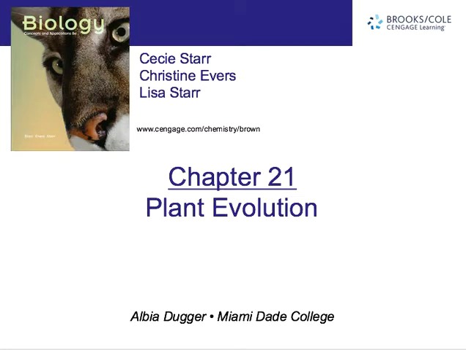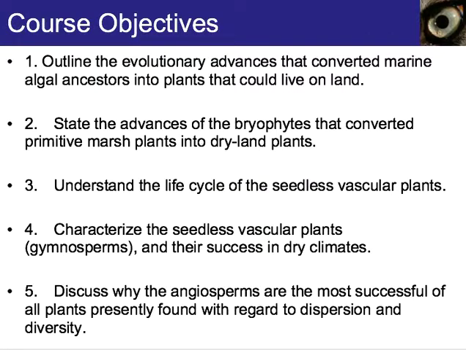This is chapter 21, Plant Evolution. You will notice in this lecture that we don't cover all the material in chapter 21, and your final exam will only be on the material that is covered in this chapter. These are your student learning objectives, which we'll go over at the end of the lecture.